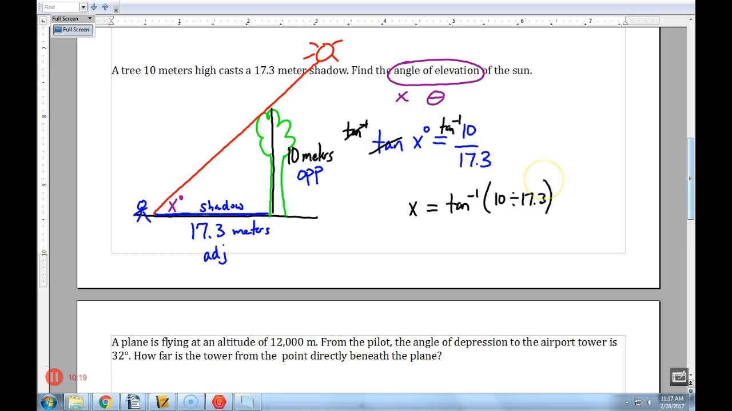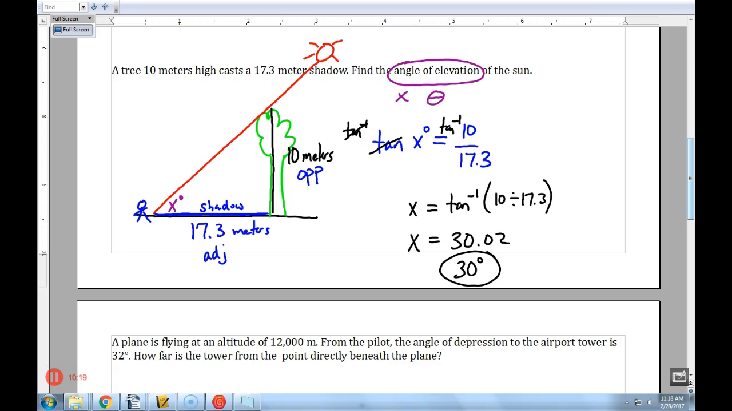Punch that in and see what shakes out, using second tan if you're using the TI-30 here. Second tan 10 divided by 17.3 equals, and I'm getting about 30.02. So we're just going to call that 30 degrees. So that's the angle of elevation of the sun. It'd be about 30 degrees for this problem.